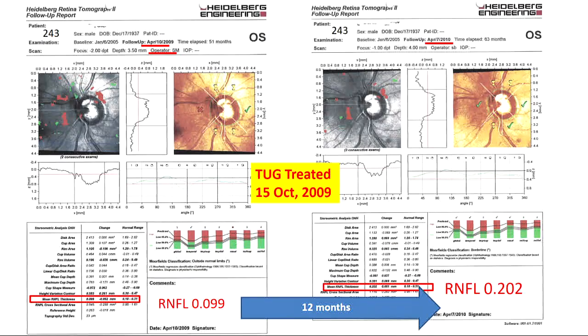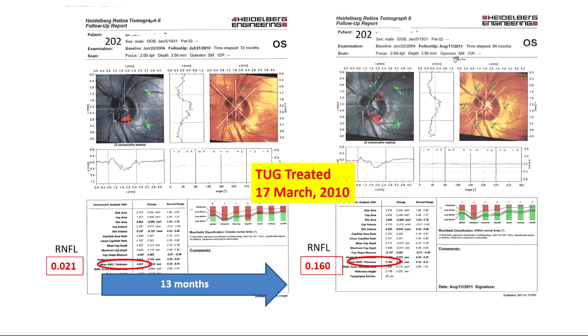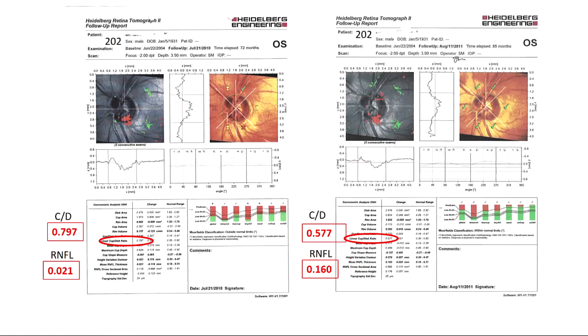After 2 TUG treatments in 1 year, the RNFL thickness increased from 0.099 to 0.202. This is another case in which, 13 months after 2 TUG treatments, the RNFL thickness has increased from 0.021 to 0.160. As the RNFL thickness increases, cups get filled, so the CD ratio decreases from 0.79 to 0.57 in this case.